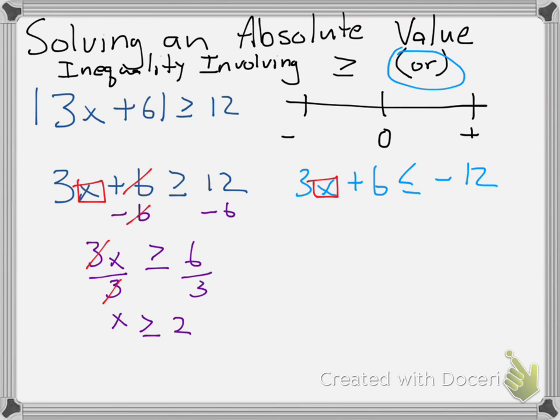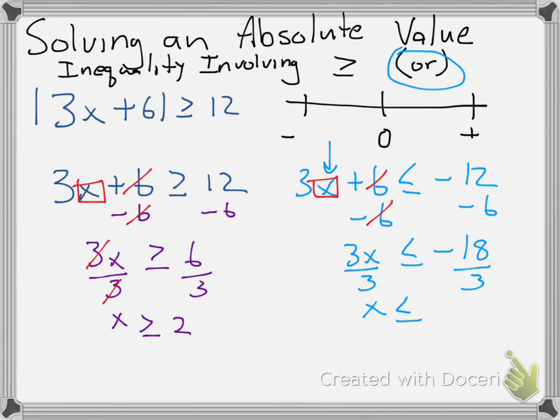And then on this side, we do the same thing. We're going to try to isolate our x here. So we're going to subtract 6 from both sides. Our 6 would simplify to 0, because 6 minus 6 is 0. So we have our 3x left, which is less than or equal to our negative 18. And then we divide by 3, and we get x is less than or equal to negative 6.